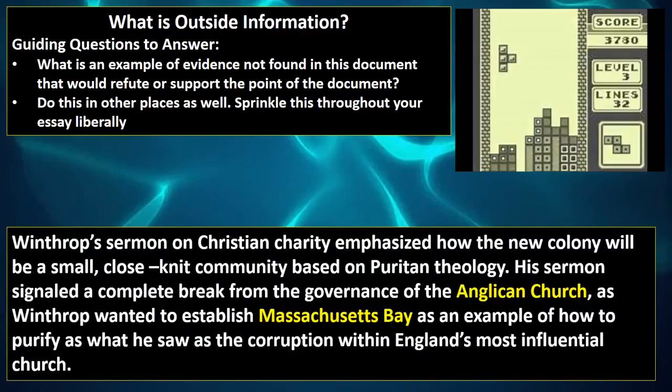Winthrop's sermon on Christian charity emphasized how the new colony would be a small, close-knit community based on Puritan theology. His sermon signaled a complete break from the governance of the Anglican Church, and Winthrop wanted to establish Massachusetts Bay as an example of how to purify what he saw as the corruption within England's most influential church. So I'm seeing two pieces of outside information, two key terms, Massachusetts Bay and Anglican Church. They were not mentioned in that document whatsoever, but you can sometimes inject those into your writing to get credit for at least using the O part of HIPPO.